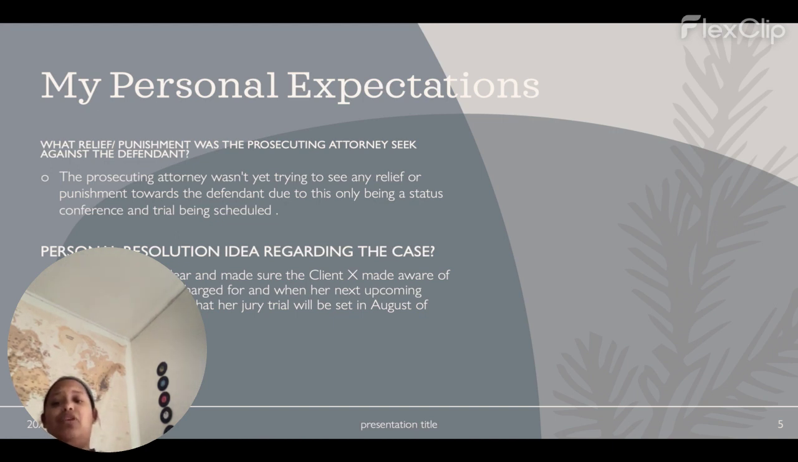A personal resolution idea regarding this case: Judge Z was very clear and made sure that Client X was aware of what she was being charged with, when her next upcoming status conference was going to be, and that her jury trial was going to be set in August of 2024.